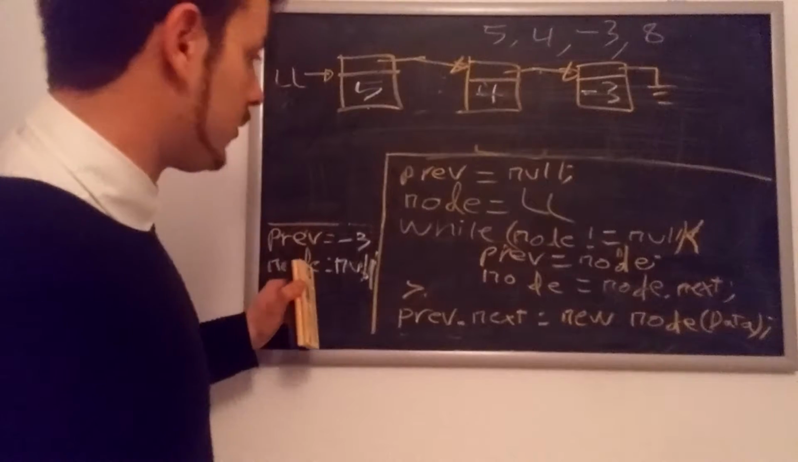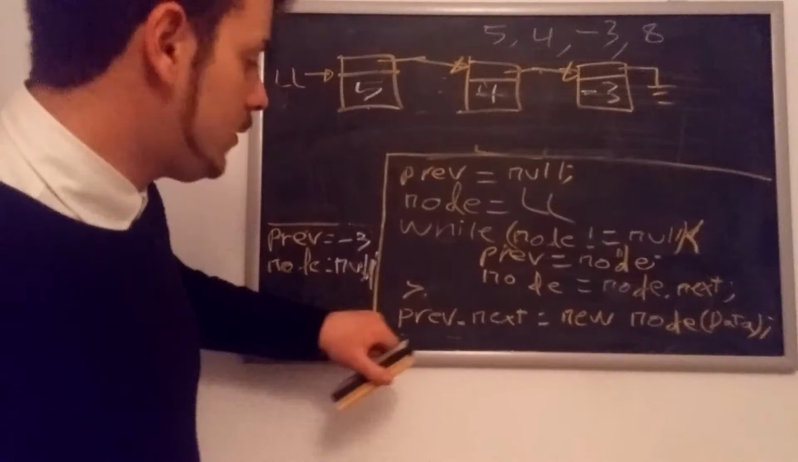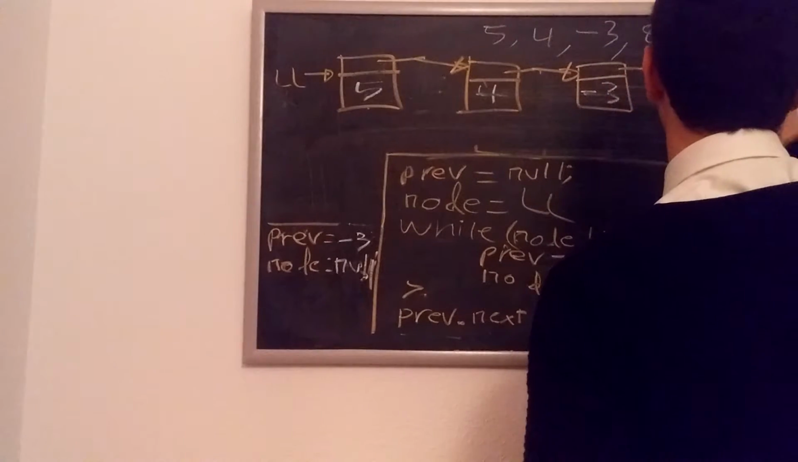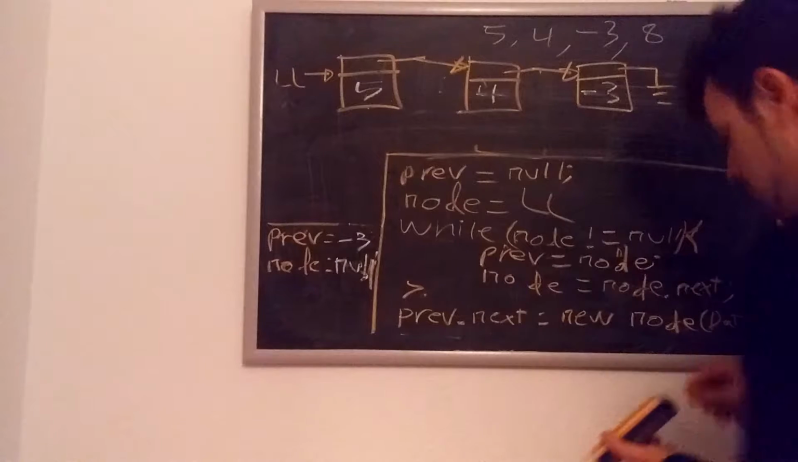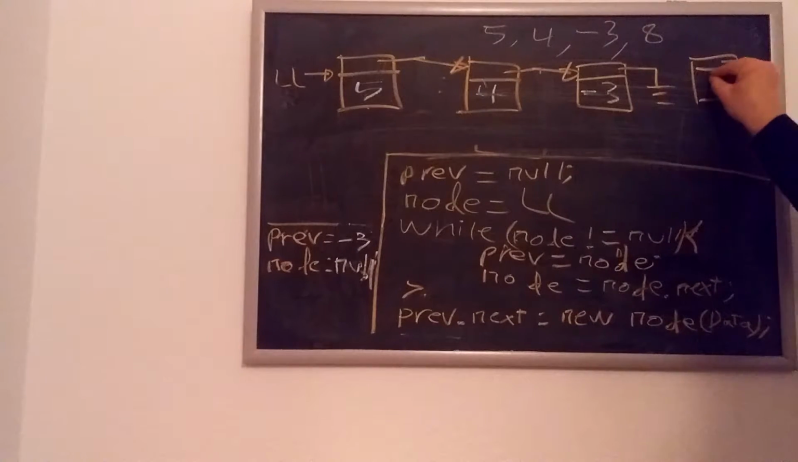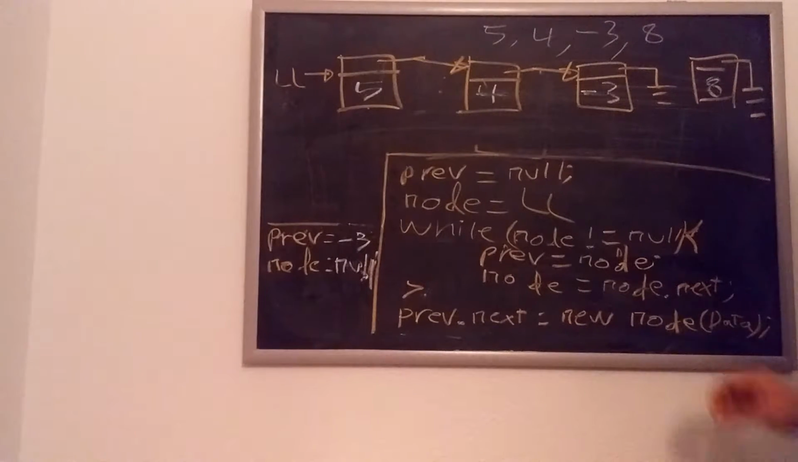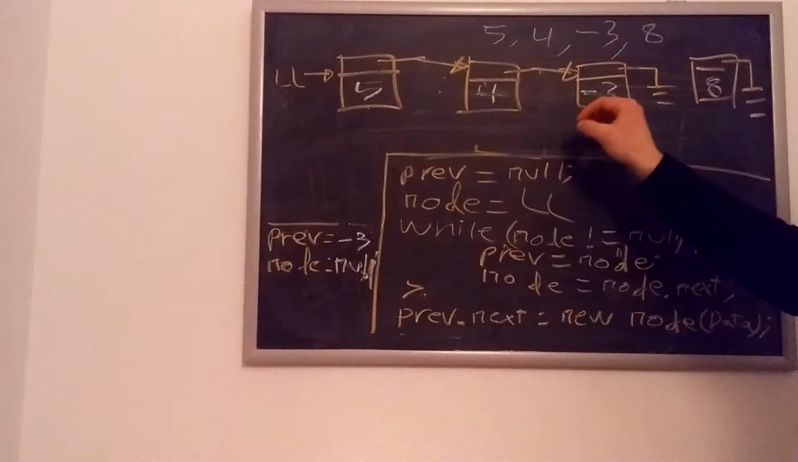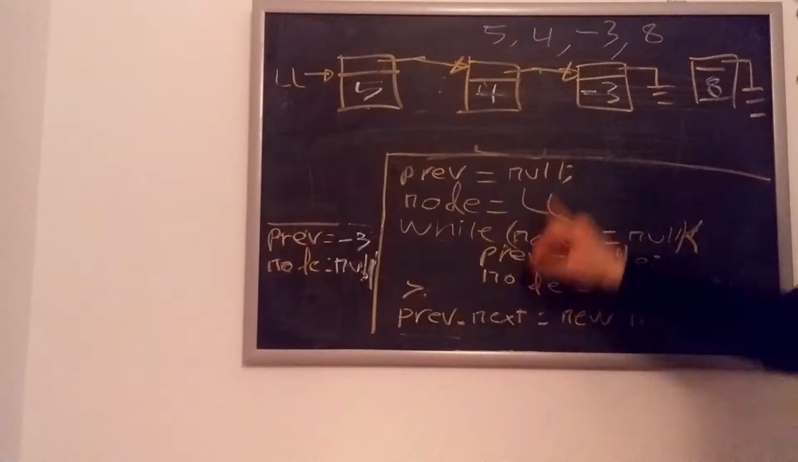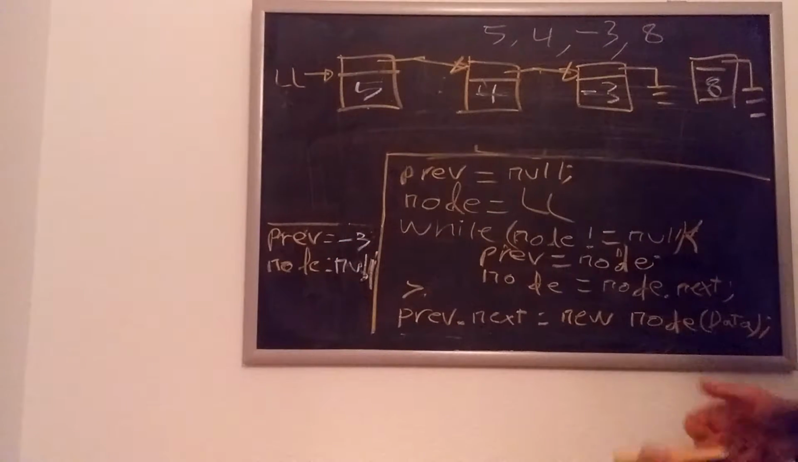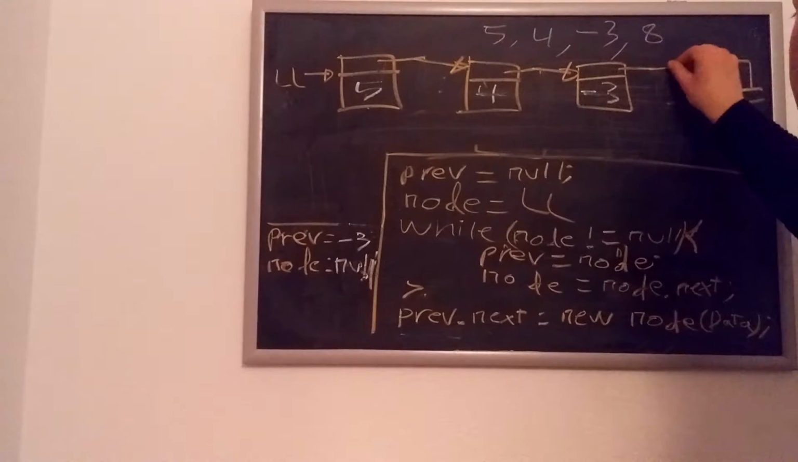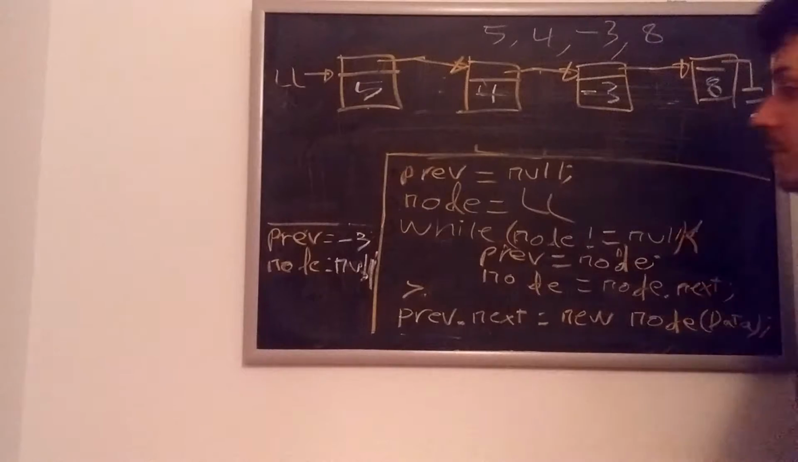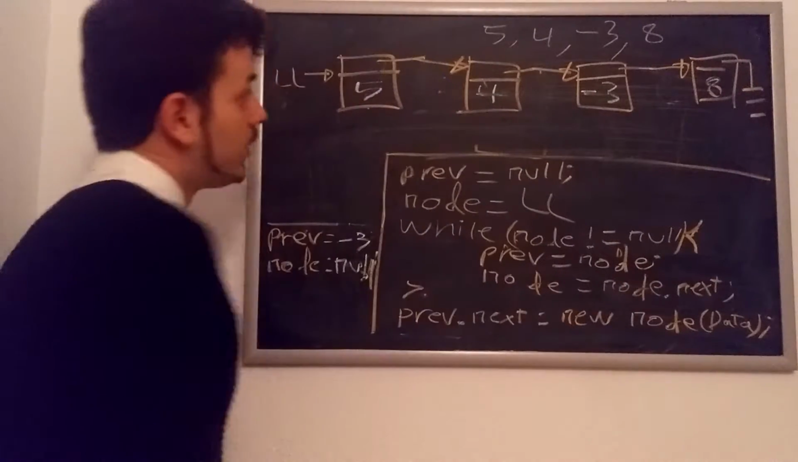Node this time equals null, so we don't execute the while loop, and now we create the new node that will contain number 8, and we link our prev with the new node. Alright, so this would be insertion.